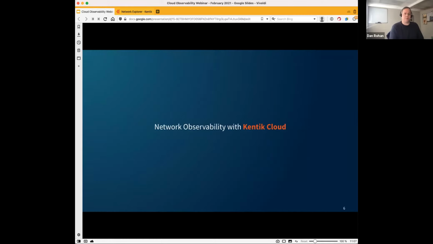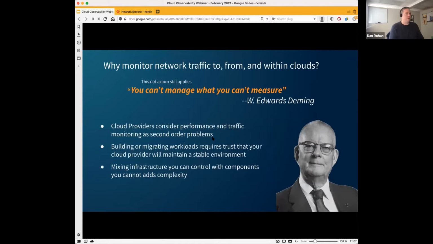So taken together with our on-prem capabilities, which we're not going to focus on today too much, and the synthetic features that we will definitely touch on later in the call, what that means is that we've got the tools necessary really to help users migrate, secure, troubleshoot, and optimize their clouds. So let's dig into that a little bit. And why do we want to monitor network traffic to, from, and within the clouds? As the old saying goes, you really can't manage what you can't monitor. And that still is true today.